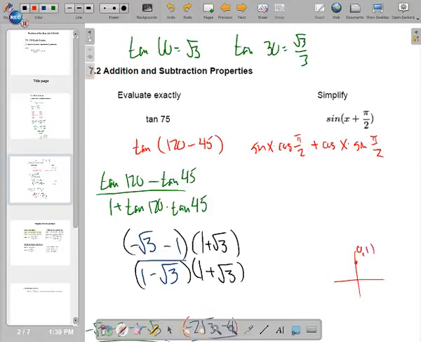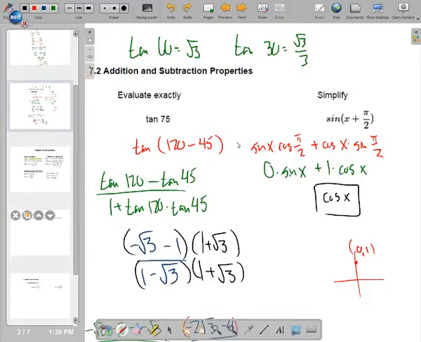So pi over 2 is right here. That's 0, 1. That means the sine is 1 and the cosine is 0. So the cosine of pi over 2 is 0 times the sine of x, plus the sine of pi over 2 is 1 times the cosine of x. Well, 0 times the sine of x is 0, and 1 times cosine is the cosine of x. So this simplifies to the cosine of x because of the property.